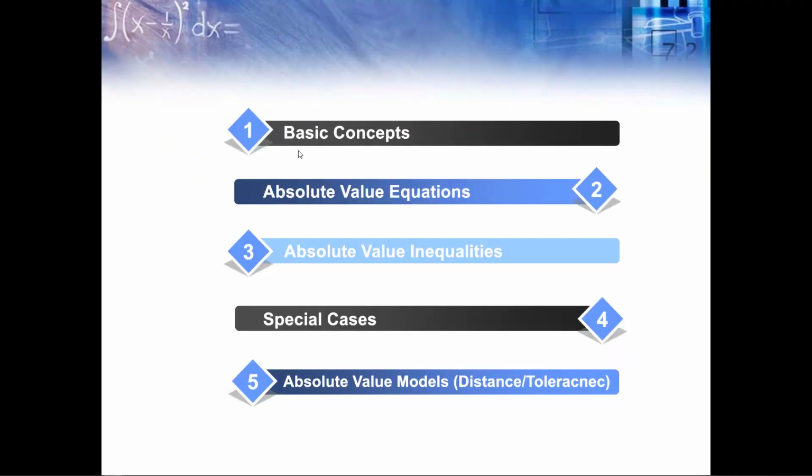We are going to go over a few basic concepts. We are then going to talk about absolute value equations and how to solve them, and also how to solve the two types of absolute value inequalities. We will go over some special cases, which in most cases makes your life a lot easier. Then we are going to apply the concept of the absolute value to the concept of distance and tolerance measurement. I guess I should have spelled that a little bit better when I prepared the slides.